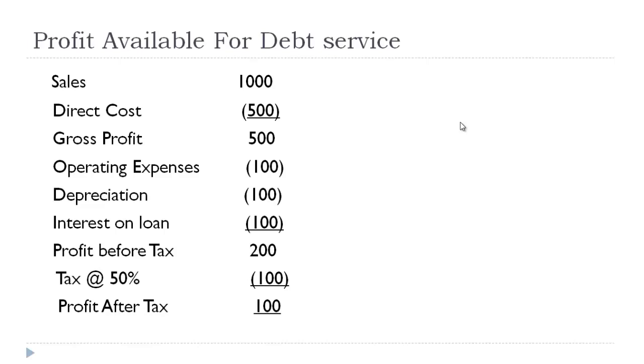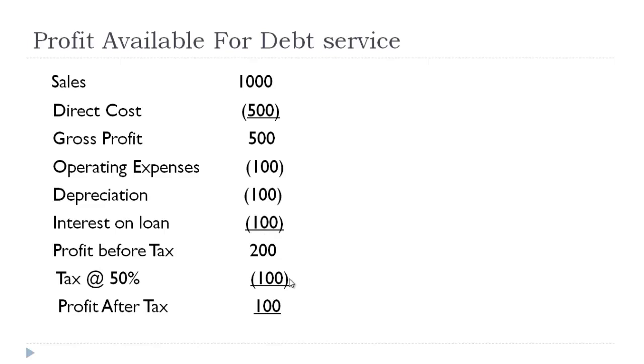Now in this income statement, here we have a profit of how much? 100. But which profit is available for servicing the loan? We have to see that because depreciation is a non-cash item. So this is not going to affect the cash profit. Similarly, the interest on loan is actually the profit taken aside for servicing the interest. So we should know the profit even before interest on loan. Only then we'll know what is the profit available for debt service, right?